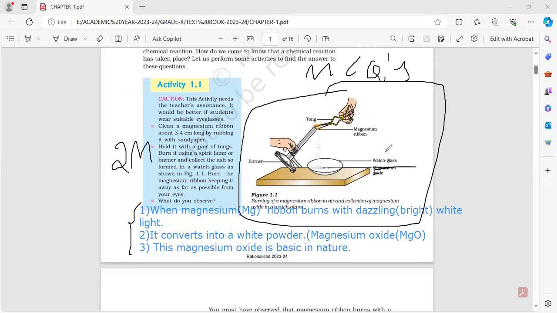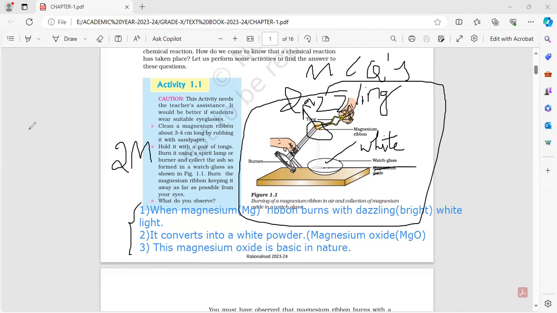MCQs. Okay, and what is the color of magnesium oxide? Very, very important. The magnesium oxide powder color is white. And what happens when magnesium ribbon is burned? It gives a dazzling flame, a bright light. So these are the points.